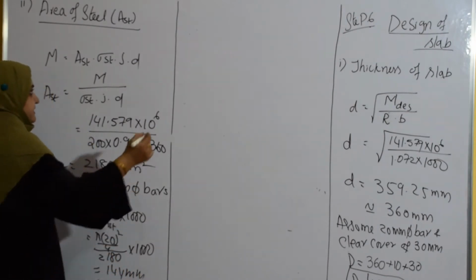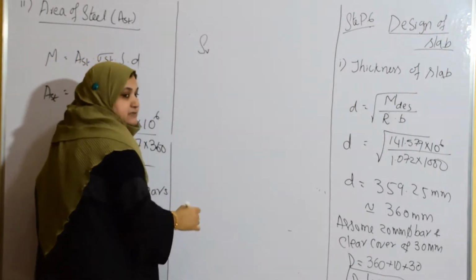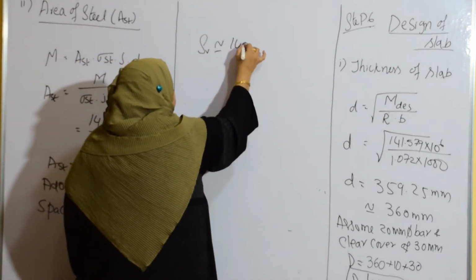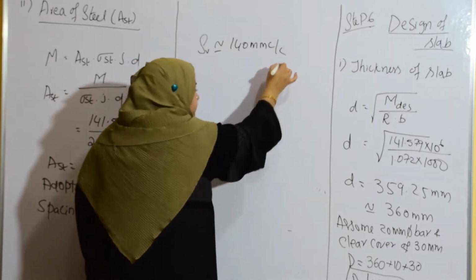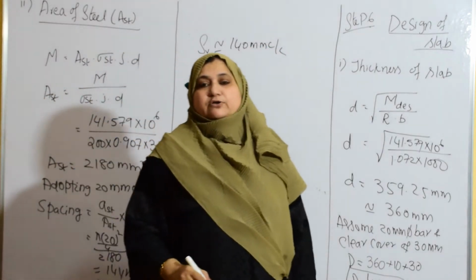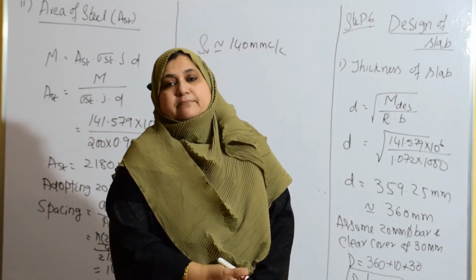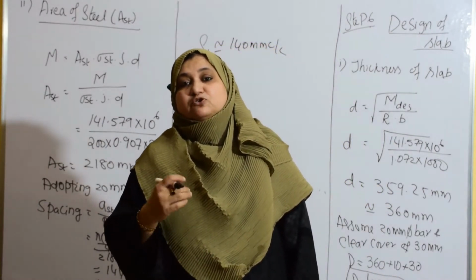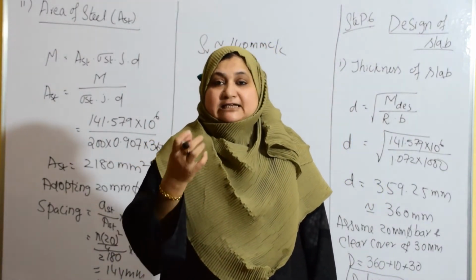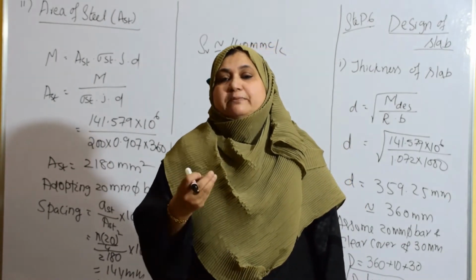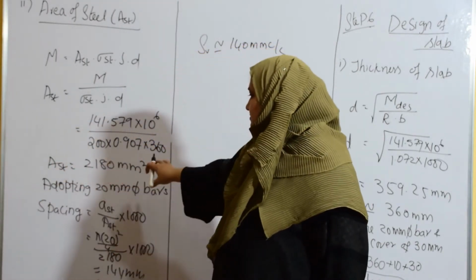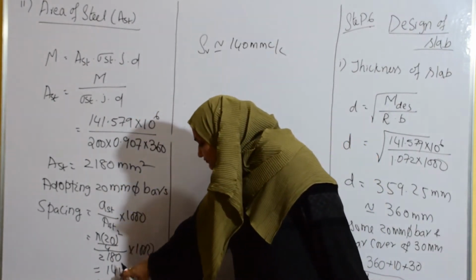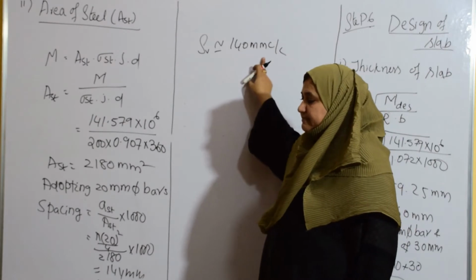So you can approximate. Spacing is generally represented by S suffix V. So we are just reducing it to 140 mm center to center. According to the calculations, we got it as 144 mm center to center. But because getting 4 mm on the site is difficult, you can reduce. You are not supposed to increase, because if you increase the spacing, the total steel gets reduced. You can provide a bit more than what you got. Fine. So that is why I am reducing the spacing from 144 mm to 140 mm center to center.